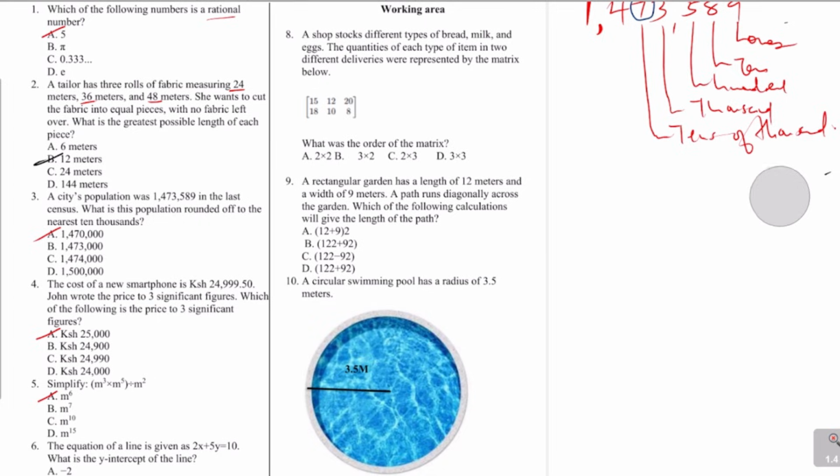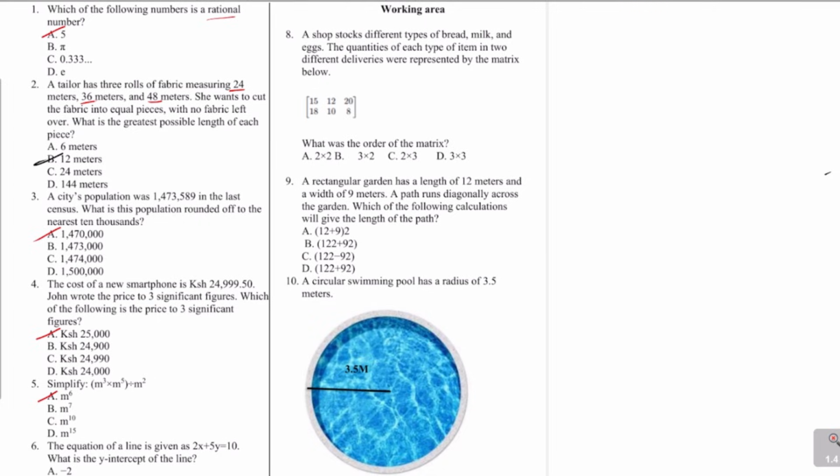The order of the matrix is given by the rows multiplied by the columns. That is how we get the order of the matrix. So you count how many rows are here. These are 15, 12, and 20. So this is the first row. This is the second row. So that is 2 by, then the columns. This is the first column, the second column, the third column. So there are 2 rows and 3 columns. So that is a matrix of order 2 by 3. Question 9.